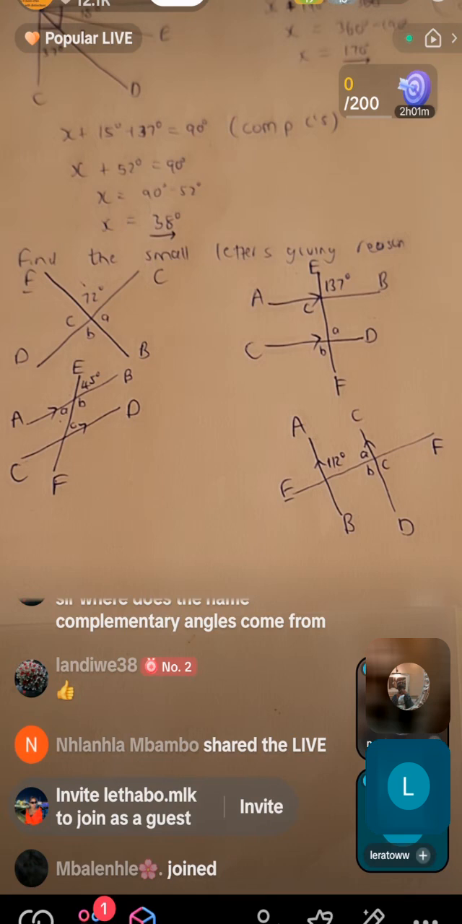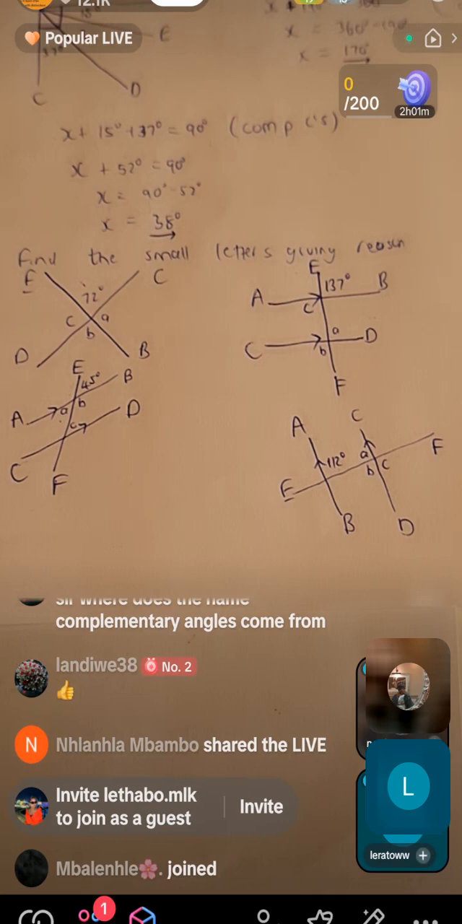Then the next one is B equals C, and the value of C is 137 degrees. Sorry, can you repeat that again? Angle B is equal to angle C, and the value of angle C is 137 degrees. Then my reason is corresponding angles. Then AB is parallel to CD. Okay, nice. That's fine.